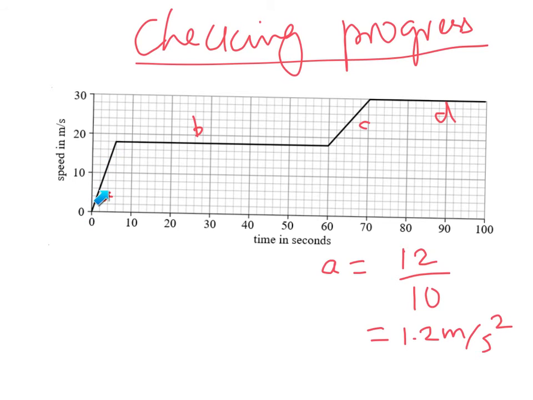You should also try to work out the distance traveled by this car in section A. So you should have worked that out as the distance is half of the base times the height of the triangle for section A. So half of the base, which is up to here, which is 6 seconds. So 6 times, if you look at the height, it's 18. So half of 6 times 18, and that should give you 54 meters.